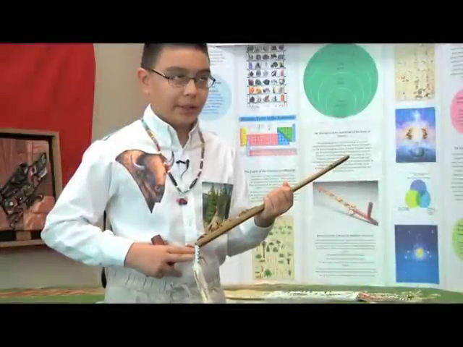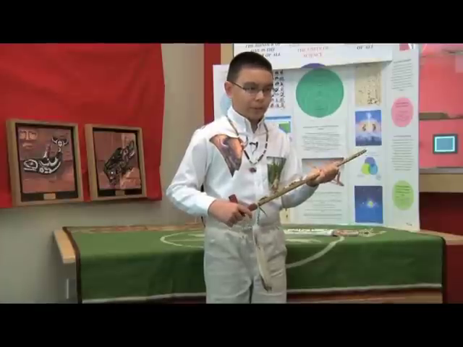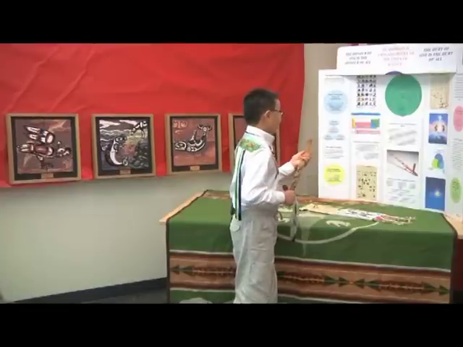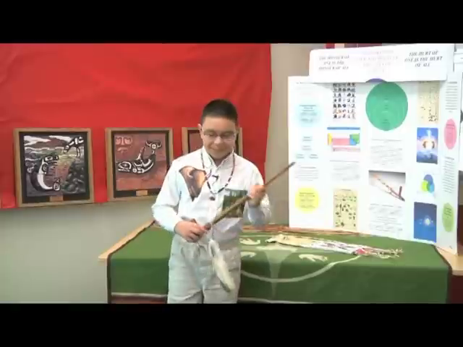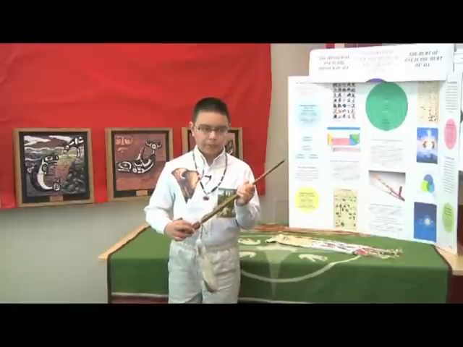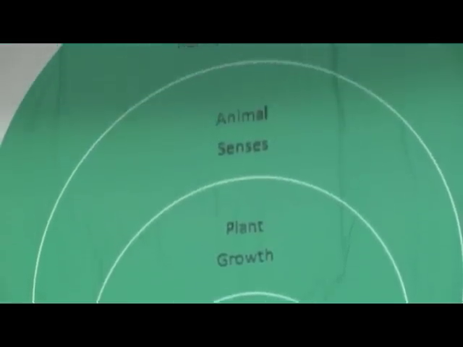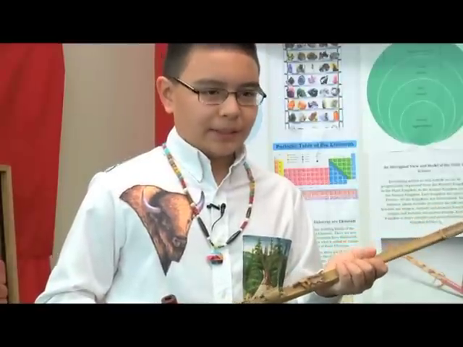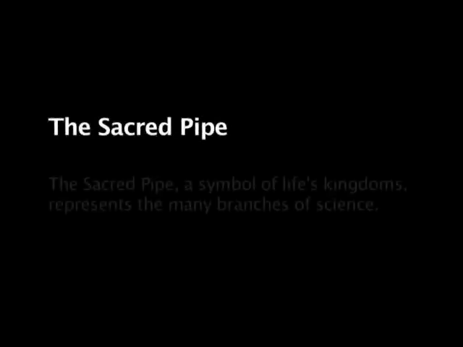Tiger Lane. My Ihanktowan Dakota name is Mato. It means brown bear. And this is my science project, an Aboriginal view and model of the beauty of science. Everything within us and outside us can be progressively organized from the mineral kingdom to the plant kingdom to the animal kingdom and to the human kingdom. Each kingdom is more complex and powerful than the kingdom before it. Thank you.